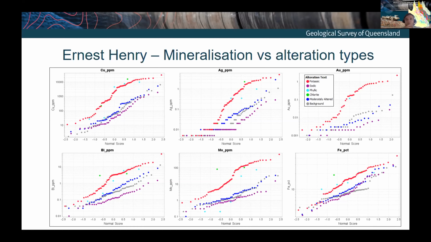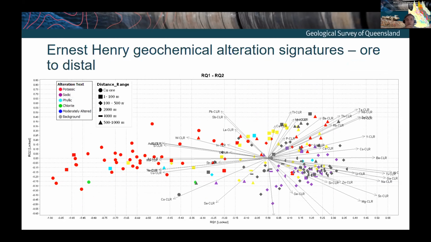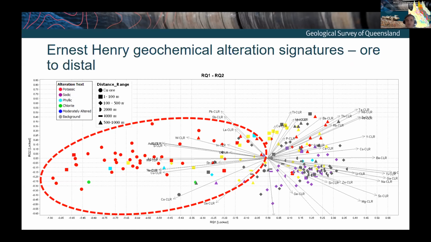And now another view to try and summarize geochemical alteration signatures from ore to distal. It is a busy slide, but it does attempt to illustrate a few interesting points. So firstly, the main broad conclusion is that the main ore body has a consistent overall multi-element geochemical signature from shallow to deep parts, and is overwhelmingly characterized by potassic alteration.